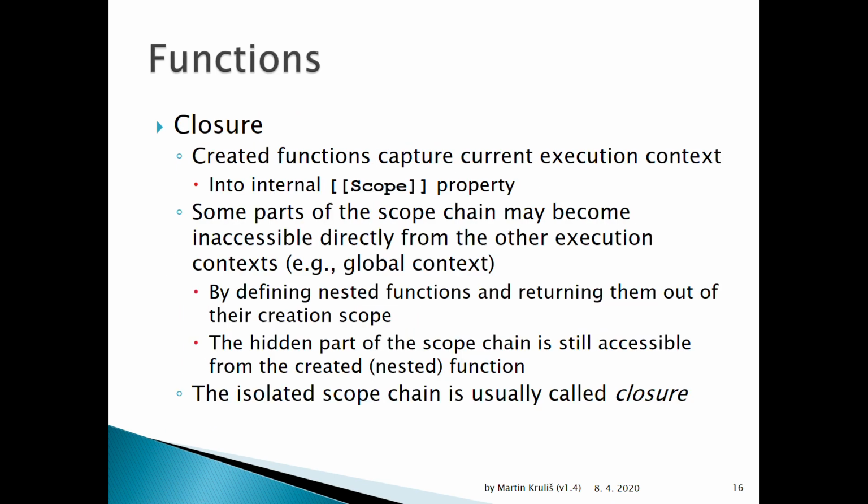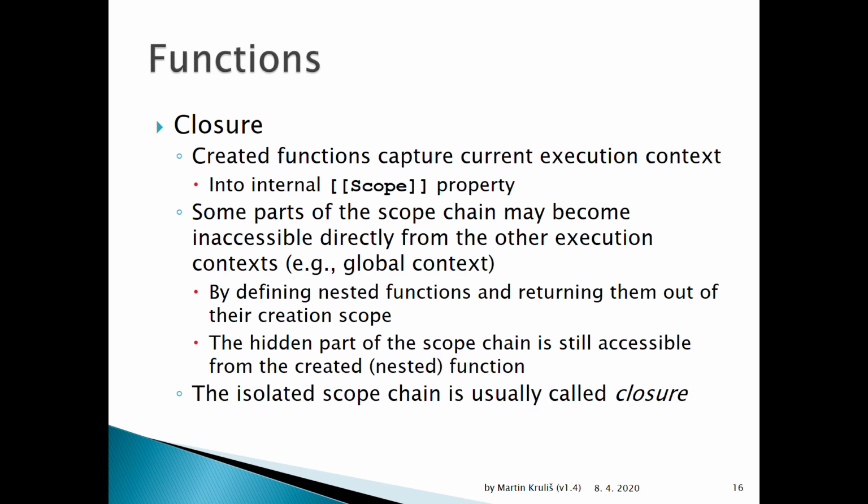In this context, we need to define another term which is called closure. You have to realize that when a function is created, it captures its current execution context at the time of creation into the specified internal secret property scope. So actually the function remembers the context in which it was created. Normally that's no big deal, because if you have top level functions in a global context, they just remember the global context and nothing interesting happens here.